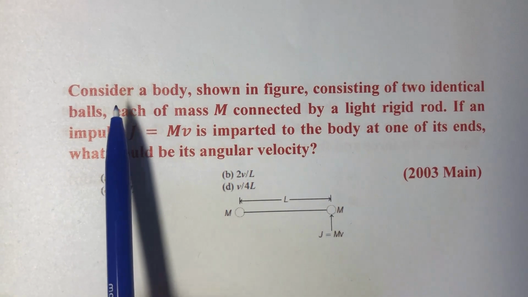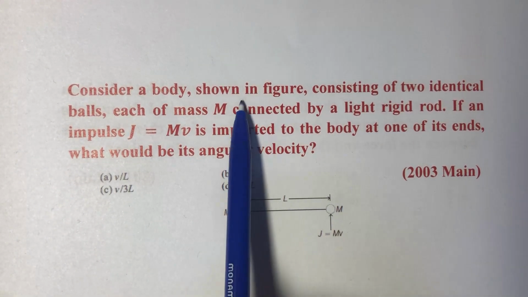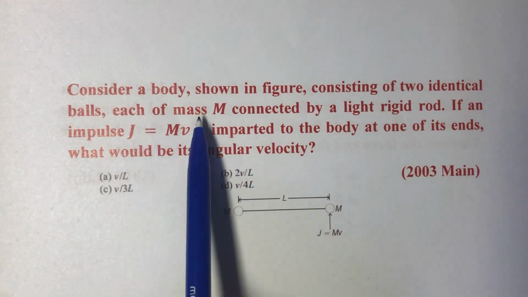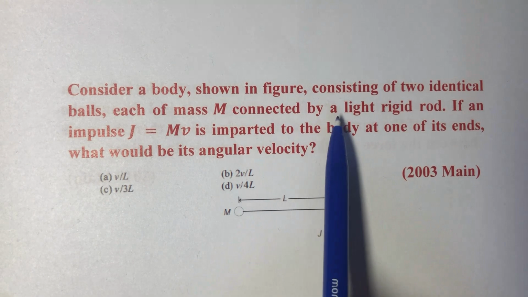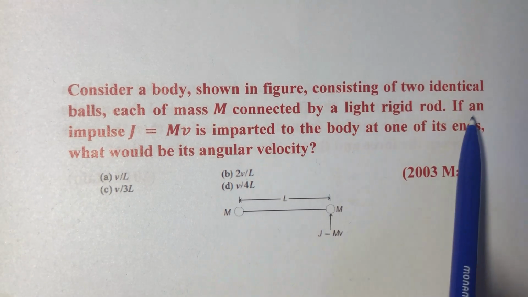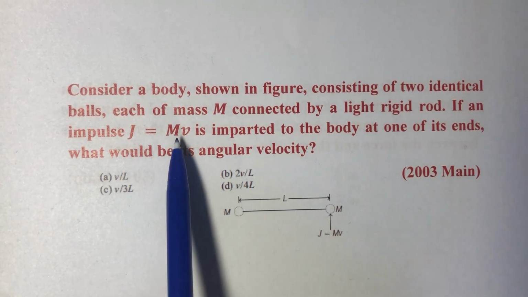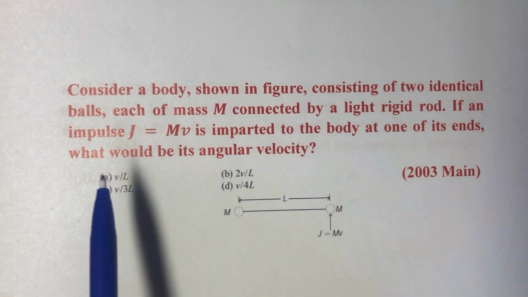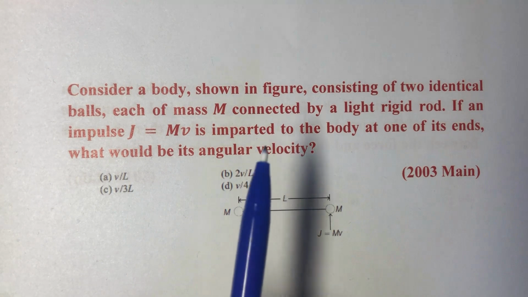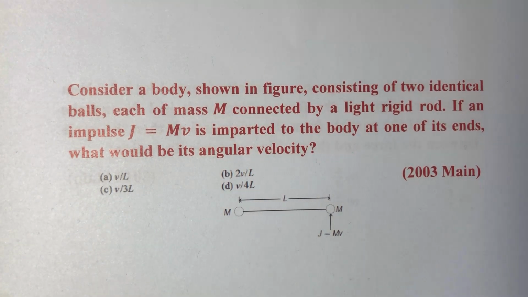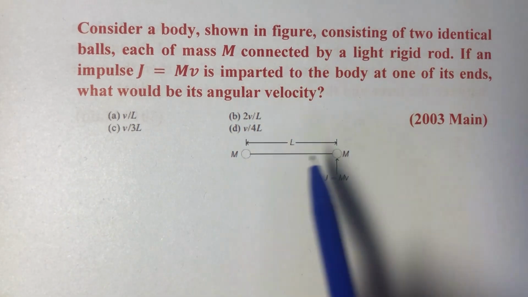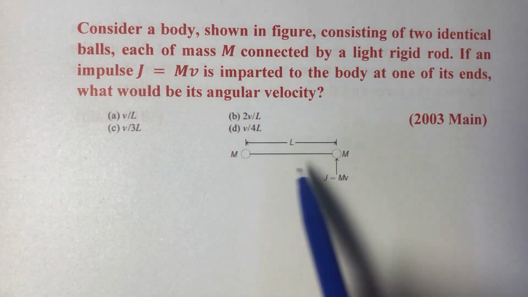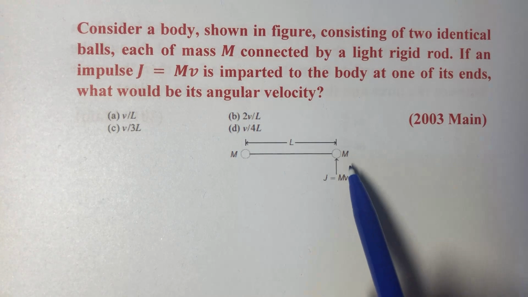Hello friends, in today's question, consider a body shown in figure consisting of two identical balls, each of mass m, connected by a light rigid rod. If an impulse J equal to mv is imparted to the body at one of its ends, what would be its angular velocity? So this is a figure of a rod having length L, there are two masses m and m, and impulse is imparted at one of its ends.